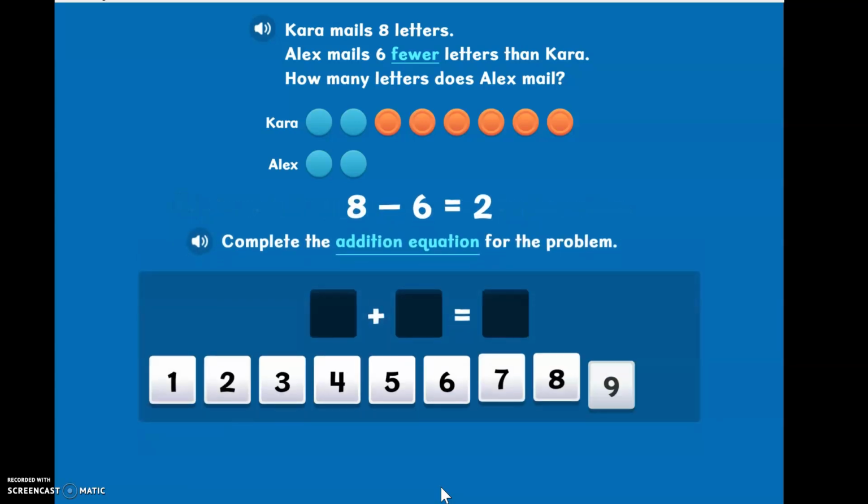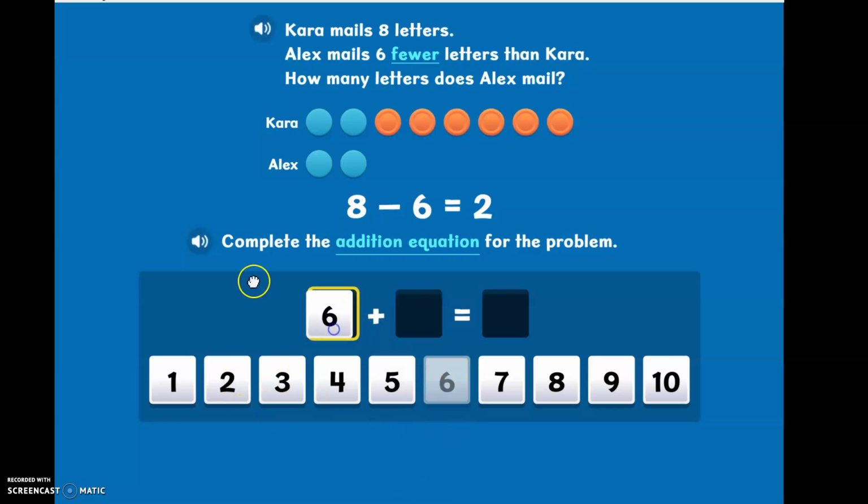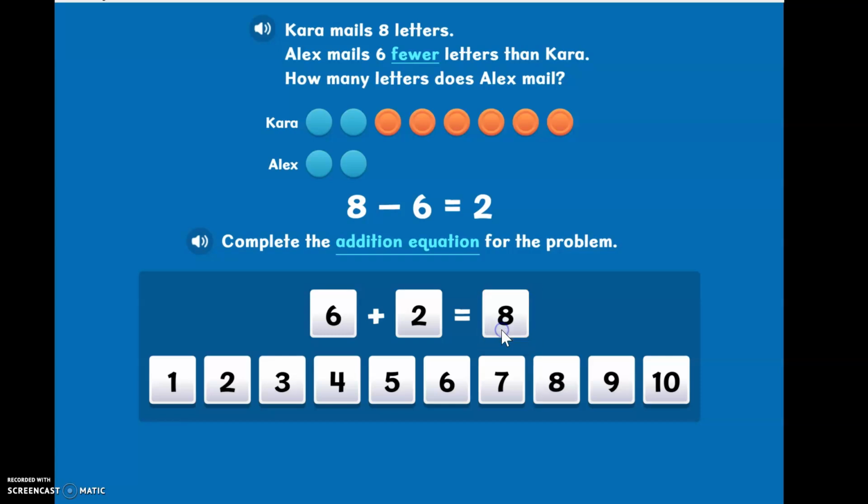Now it's going to want an addition sentence. Complete the addition equation for the problem. So our 2 parts are 6 and 2 make 8. Kara had 8. You made the connection.